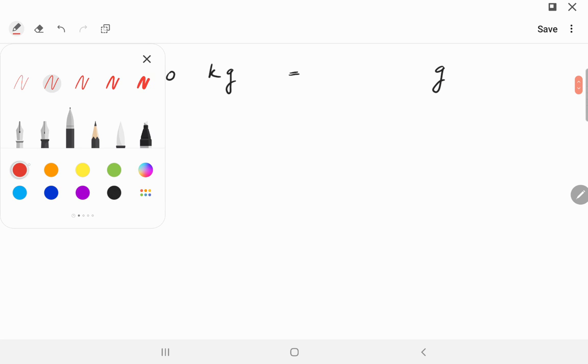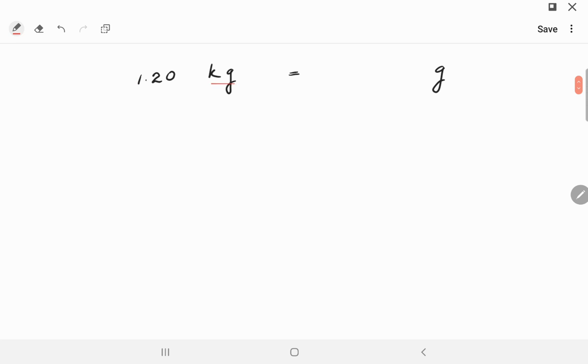But let's try one using SI units. Let's say you have 1.20 kilograms of something, some matter. How much will this be in grams? This is the conversion that we need to do in this problem. What we have is kilograms, and we will convert it into grams.